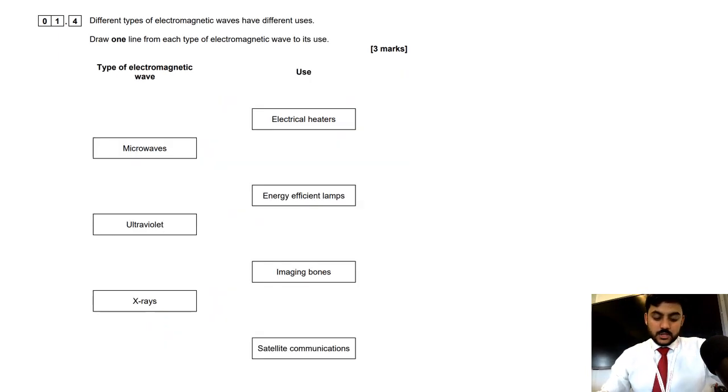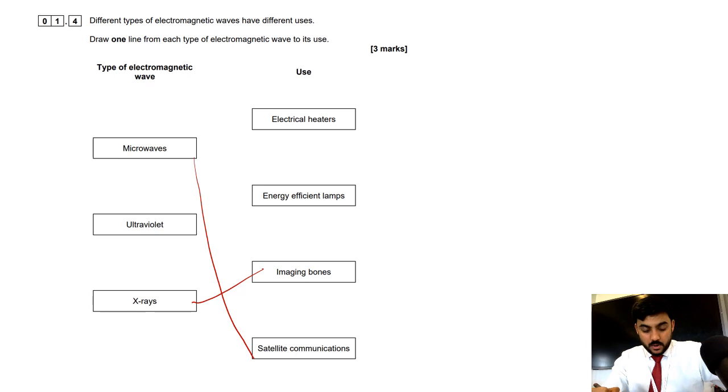1.4. Different electromagnetic waves have different uses. Draw one line from each type of electromagnetic wave to its use. Let's have a look. Microwaves, ultraviolet, and X-rays. Let's see which one we can do first. Electrical heaters, energy efficient lamps, imaging bones, we know that is X-rays. Satellite communications, we know that is microwaves. Your phones use microwaves. And ultraviolet is energy efficient lamps. Electrical heaters, if they said infrared, then I would be thinking electrical heaters.